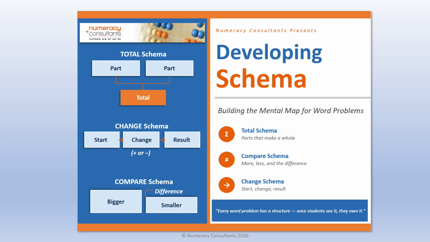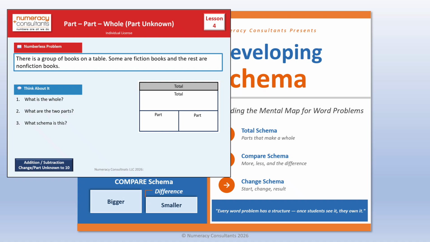So after you use the schema cards or the movie posters to develop that schema, then you go into our developing schema book. This is where there are a lot of different examples. If you take a look at the very first lesson, this has to do with a numberless word problem. It says, there is a group of books on the table. There are some fiction books and the rest are nonfiction.